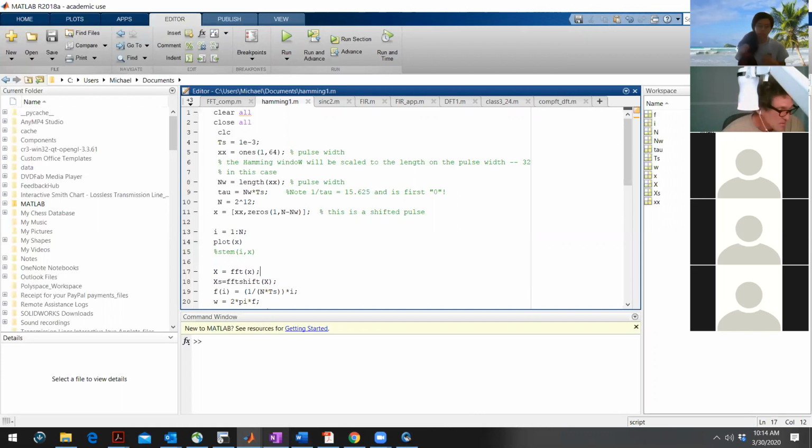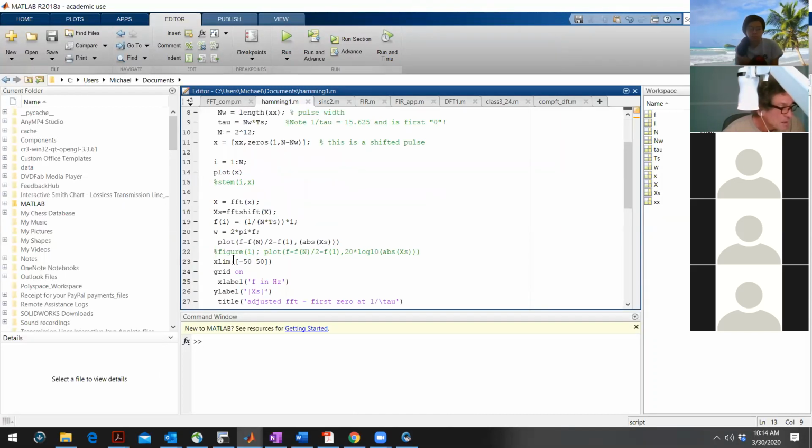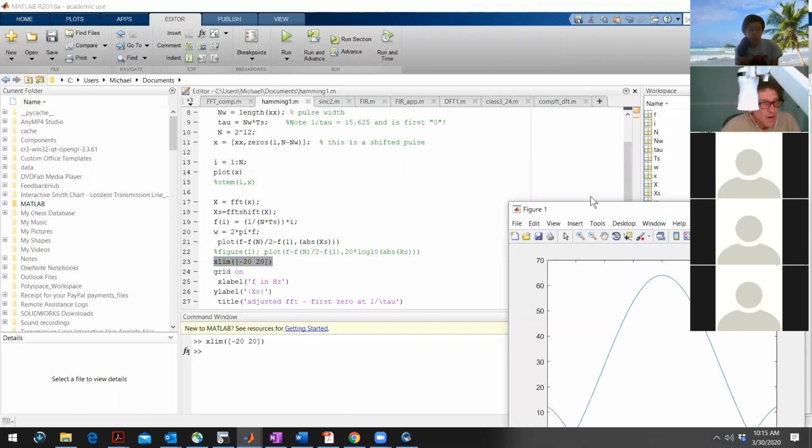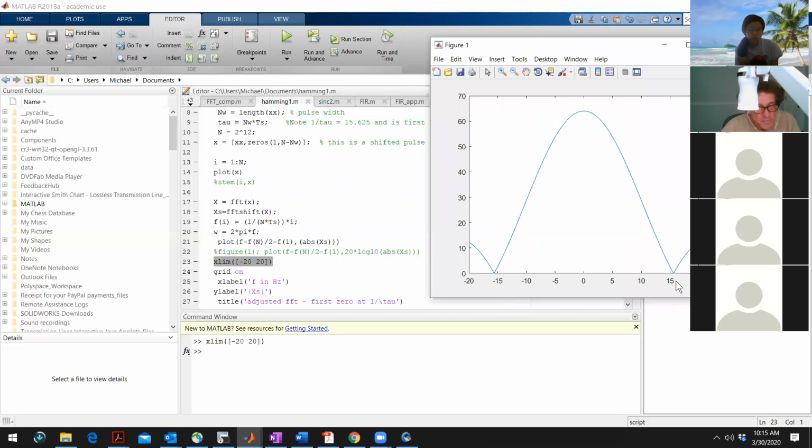Now I look at that plot, and I need to adjust this. I have grid limits from minus 50 to 50. I'm actually going to go from minus 20 to 20. You don't even have to do that, but when I do that and I take a look at the plot, you can do this with me, by the way. If you have Octave or MATLAB, you can see the first zero is at 15.625. So that confirms that the code is operating correctly.